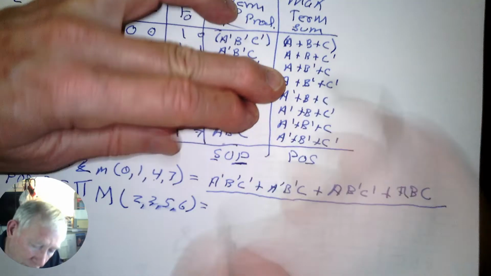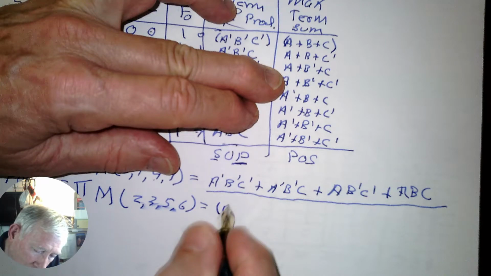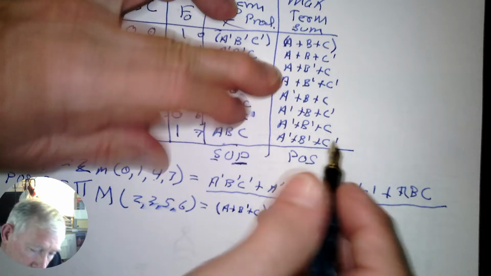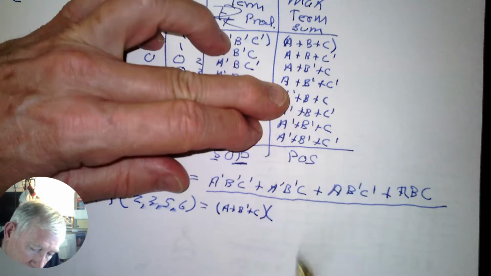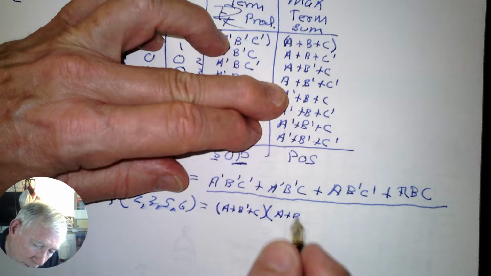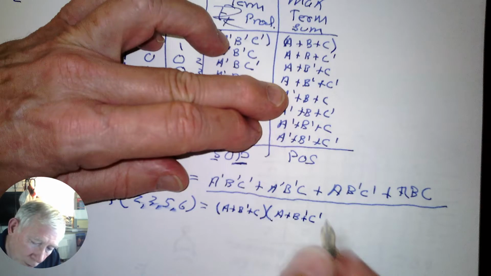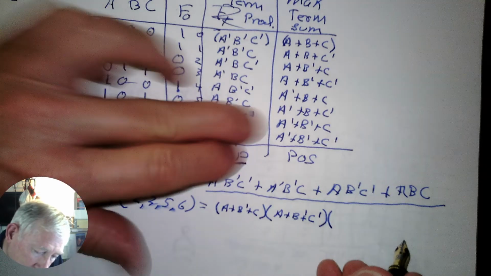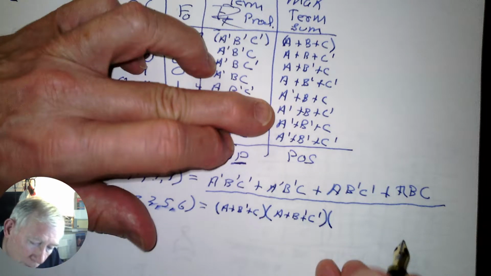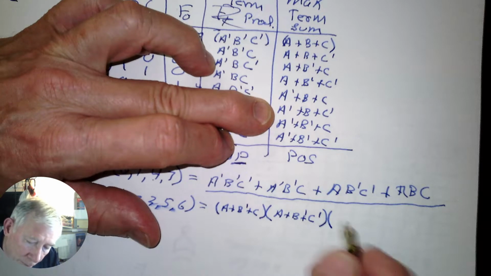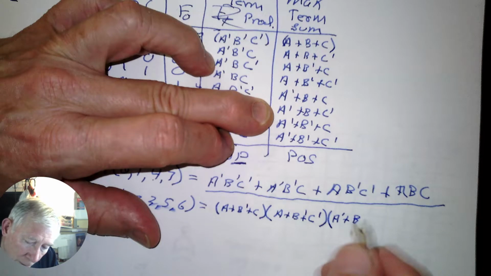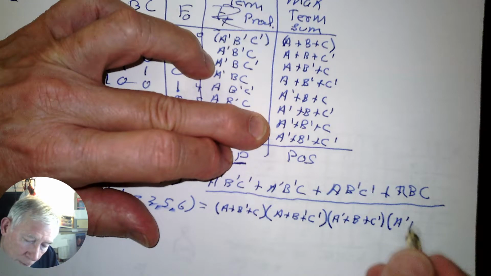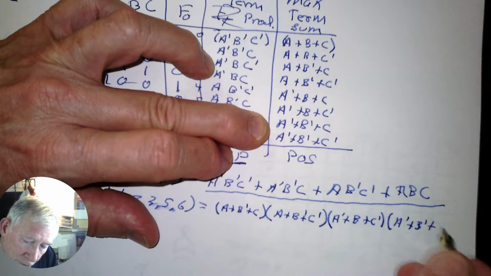So max term 2 is going to be A plus B prime plus C, and we have to put these in parentheses. So (A plus B prime plus C), quantity times 3, which is (A plus B prime plus C prime), quantity times, and then 5 and 6. 5 is (A prime plus B plus C prime), quantity, and finally times 6, (A prime plus B prime plus C).